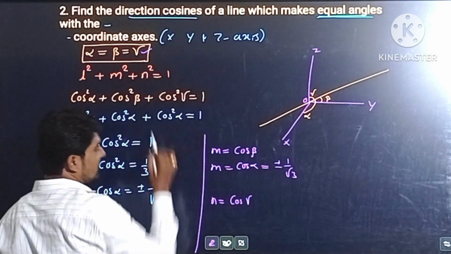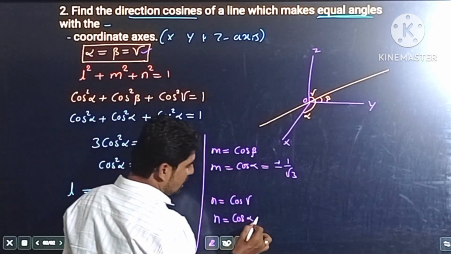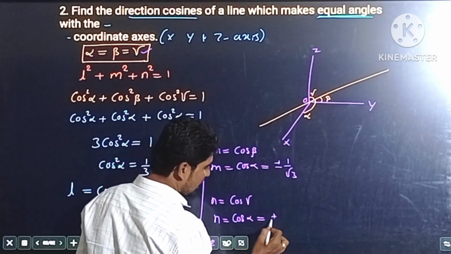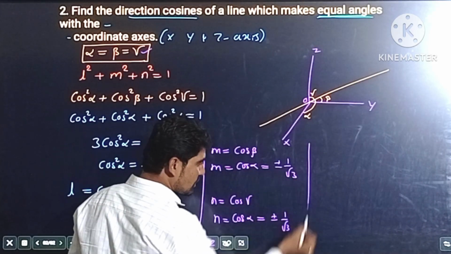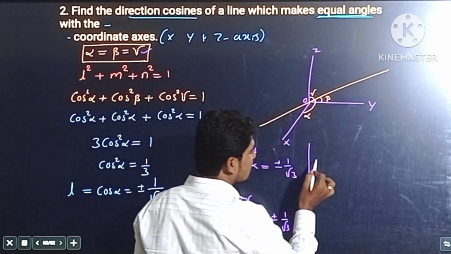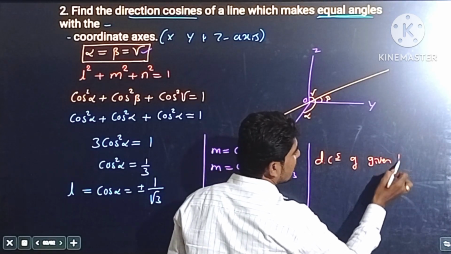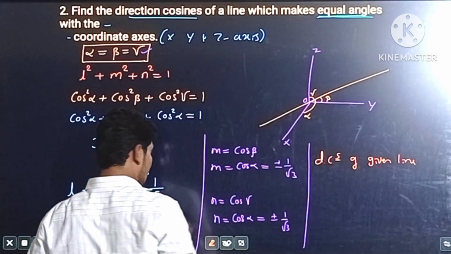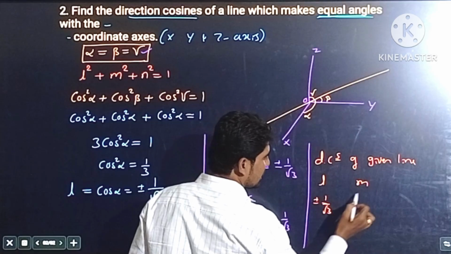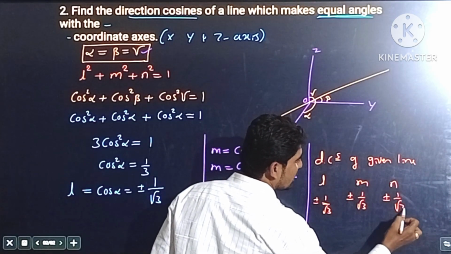So gamma is also equal to alpha, therefore n can be written as cos alpha, and the value of cos alpha is the same thing, that is plus minus 1 by root 3. Therefore, we got the direction cosines of a line which makes equal angles with the coordinate axes. Direction cosines of the given line are: the value of L is plus minus 1 by root 3, the value of M is also plus minus 1 by root 3, and the value of N is also plus minus 1 by root 3.